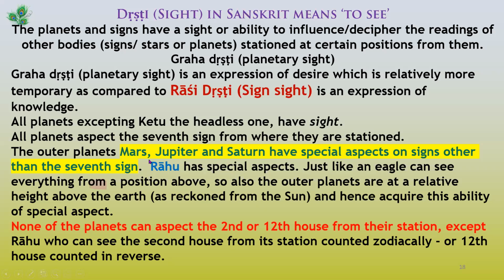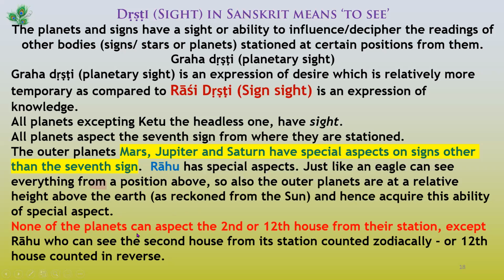So again, here the outer planets Mars, Jupiter and Saturn have special aspects on signs other than the seventh one. Rahu also has special aspects, just like an eagle can see everything from a position above. So also our outer planets are at a relative height above the earth as compared to the sun, and hence acquire this ability of special aspect. So this is an important point.